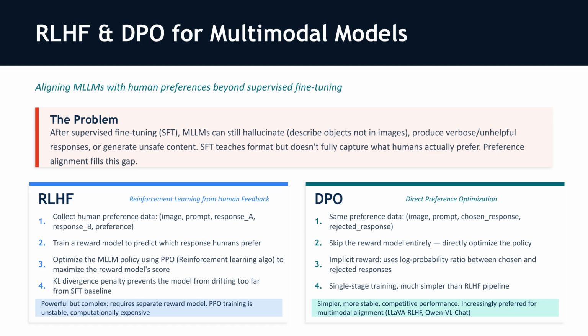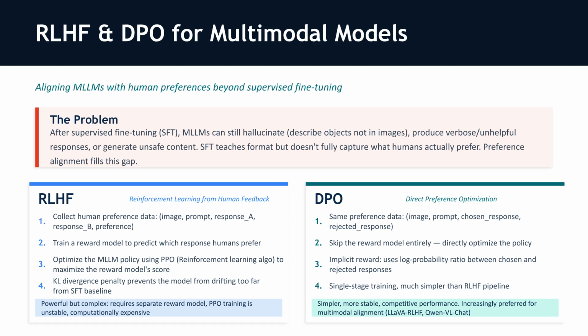After supervised fine-tuning, MLLMs can still exhibit problematic behaviors. They may hallucinate and describe objects that are not actually in the image, produce verbose or unhelpful responses, or generate unsafe content. Supervised fine-tuning teaches the model the format of good responses, but it does not fully capture what humans actually prefer. This is where preference alignment comes in, and there are two main approaches.